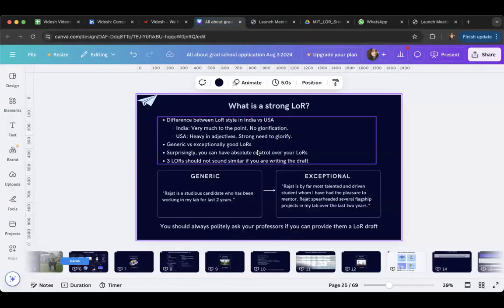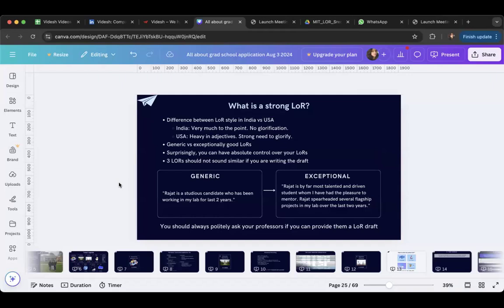Another important point about a strong LOR is that sometimes the professors don't have time to draft your LORs. At that time you can take advantage of that situation: you can draft the LOR and send it to these professors, and they can review it and send it to the admissions committee if they think it is fine. If your professor is not suggesting such a thing, you can politely ask them if it is possible that you draft an LOR and they check it. That will give you more control and help you glorify your achievements. And again, I'm saying this once more, you must be coherent with your SOP. Even if you are not getting to draft your LOR, it should still be coherent with your SOP.